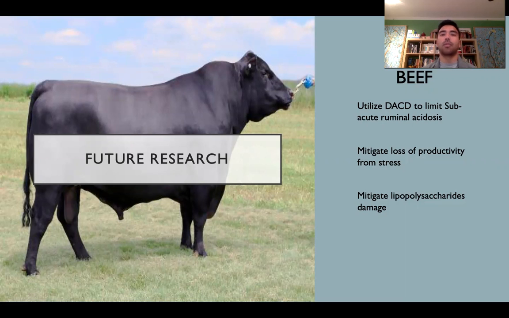And by ultimately limiting stress, we might be able to mitigate lipopolysaccharide damage. So LPS occurs when gram-negative bacteria begin to lyse, and the rumen, as wonderful as it is, is filled with a lot of gram-negative bacteria. And so when this animal is challenged or experiences stress, these bacteria begin to die off and release an increased amount of LPS into the system. So if we can limit that stress, we might be able to limit that damage. Although all of these points really need to be researched.